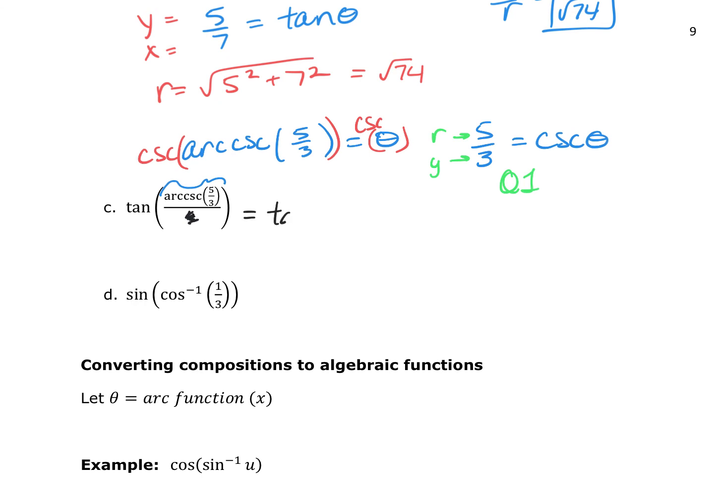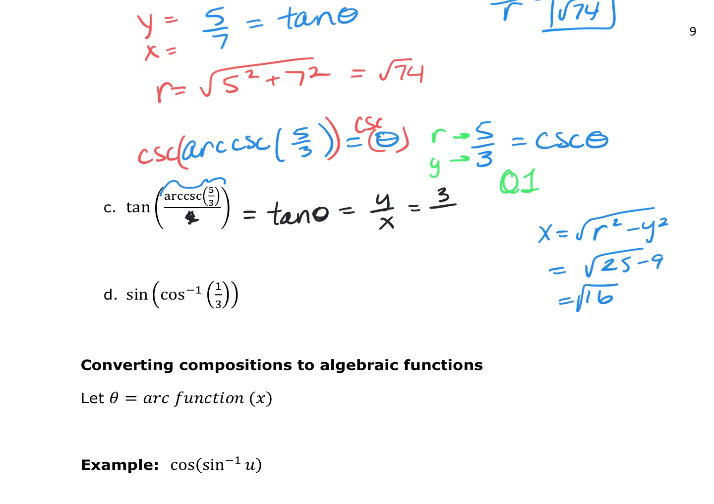This is really the tangent of theta, which is my y value over my x value. So I need to find my x value. So x is going to be the square root of r squared minus y squared, square root of 25 minus 9, 16. So this is going to be the square root of 16. This is going to be 3/4, and that is my final answer.